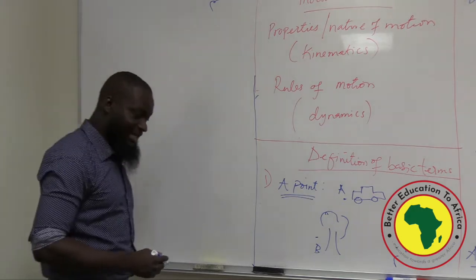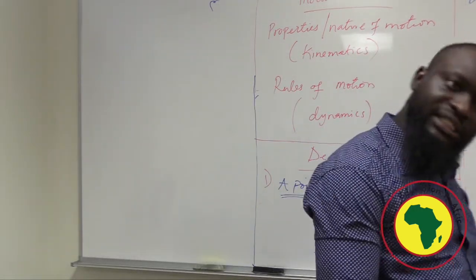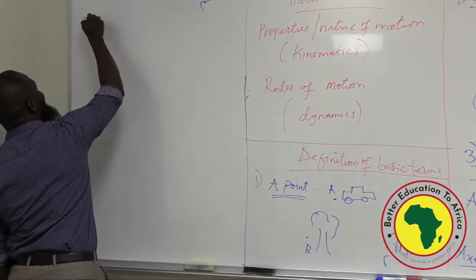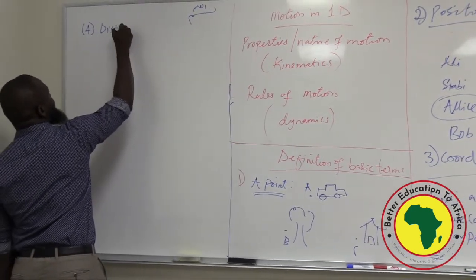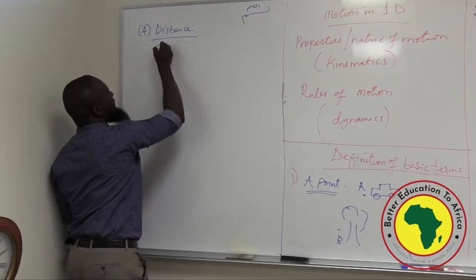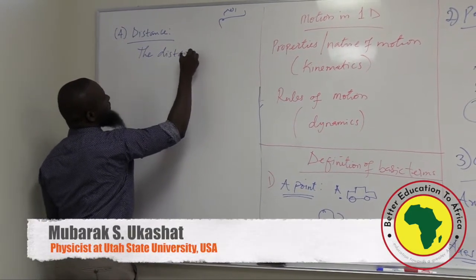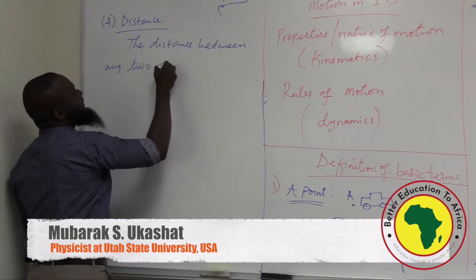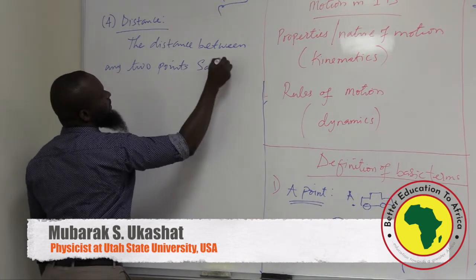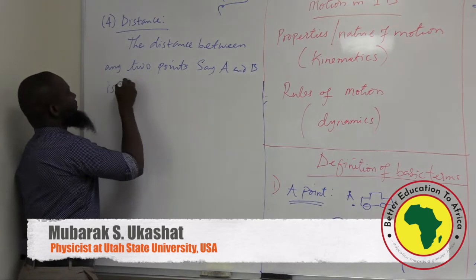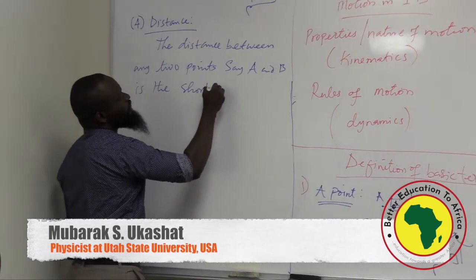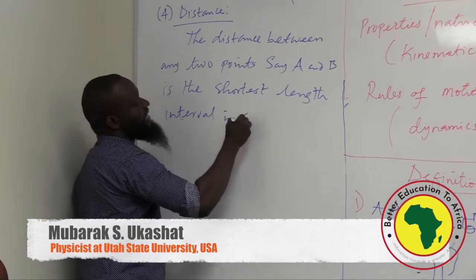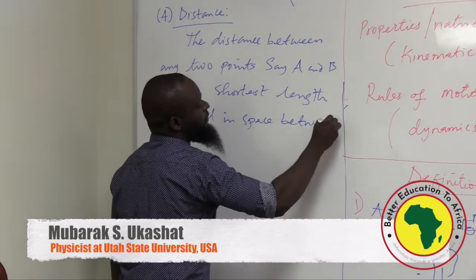Okay, now I want to define distance. That's number four. What is distance? The distance between any two points, say A and B, is the shortest length interval in space between these points.